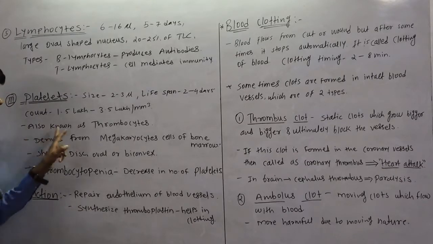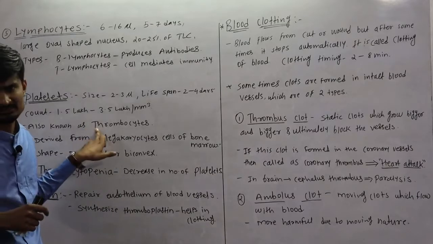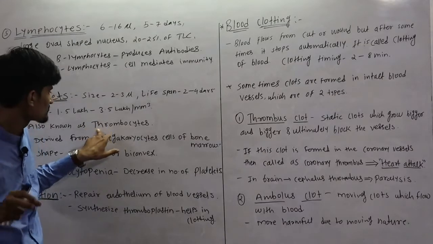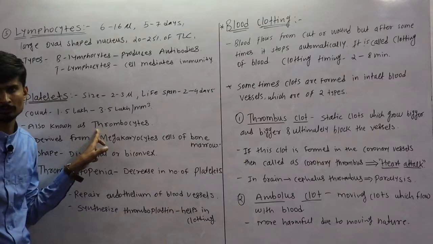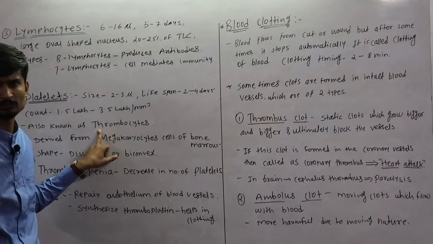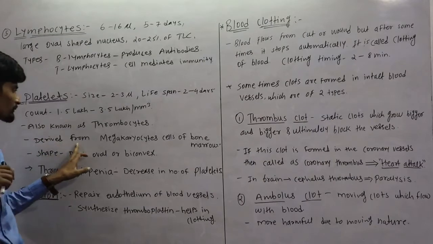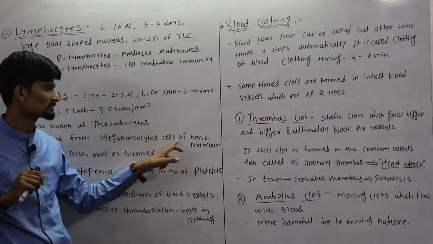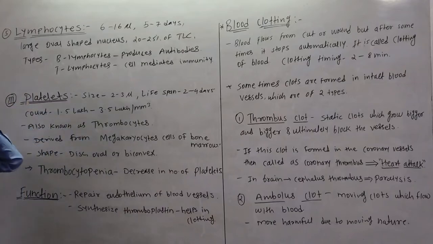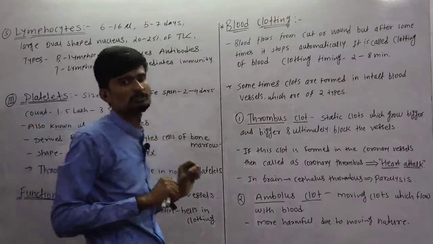Then platelets are also known as thrombocytes, because these cells help in or cause the thrombus formation, that is the clot formation, that is thrombocytes. The platelets are derived from the megakaryocyte cells of the bone marrow. Megakaryocyte cells are the cells of the bone marrow.